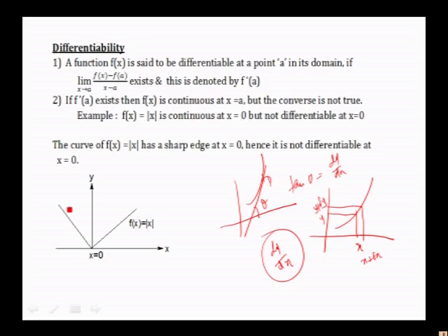Because take this function, f(x) = mod x, for example. At x equals 0 it is continuous, but it is not differentiable at x equals 0, because when you get sharp edges, cusps like this, you cannot draw tangents at such points. So it is not differentiable at these points, though it is continuous. This is a single unbroken curve. So f(x) = mod x is continuous, but it is not differentiable at x equals 0 because you cannot draw a tangent.